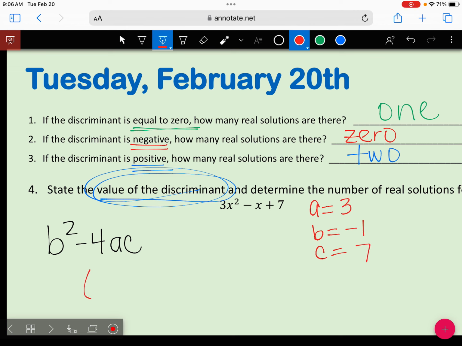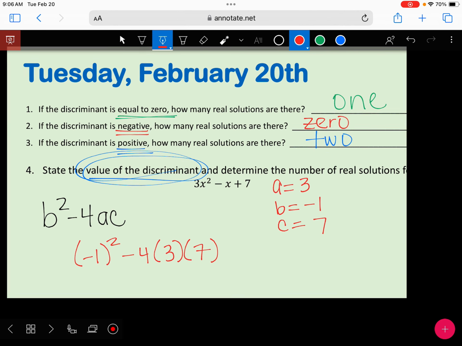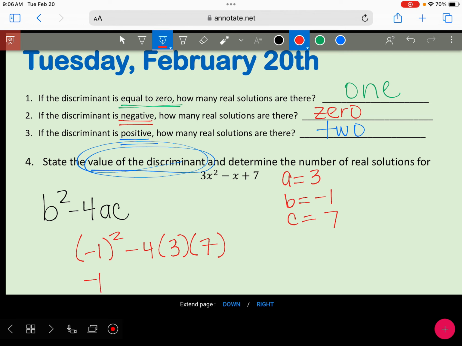All right, so in your calculator, you have to put that -1 in parentheses. Minus 4 times A times C. I want to make sure you understand that if you type it in like this, you're not going to get the right answer. You have to put it in parentheses. So take a minute and type that in your calculators, just like that. Did you type that in yet? You got a number? Okay, good.